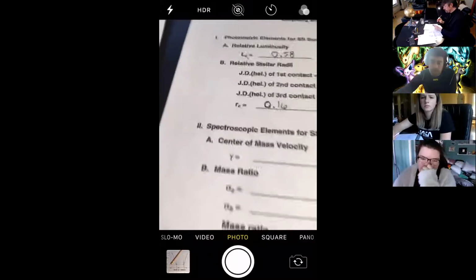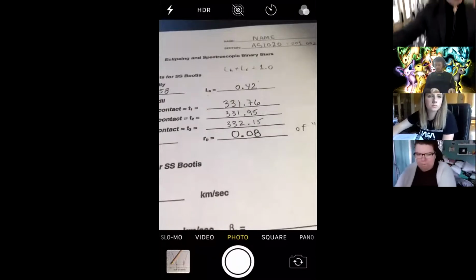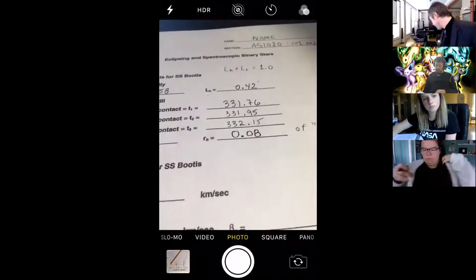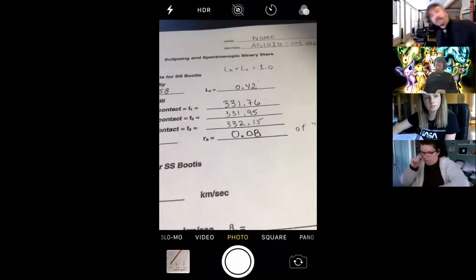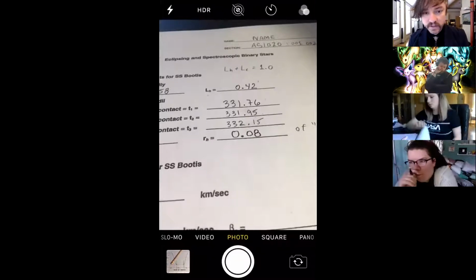Can we move on? Yes. All right. Now we're going to start looking at the eclipsing data. And for that, we're going to use the Doppler shift. I can't remember if we had a lecture on the Doppler shift or not. I remember doing it, but it could have been from last year or something.